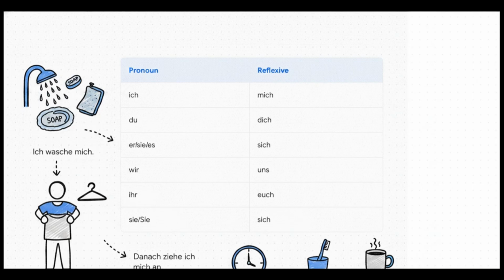Another tool you're definitely going to need for your routine are reflexive pronouns. You use these when an action reflects back on the subject. Think about your typical morning activities. Ich wasche mich am Morgen. I wash myself in the morning. Danach ziehe ich mich an. After that, I get dressed. All you do is match your pronoun, ich to mich, du to dich, and so on, and pop it right after your verb. It makes your routine sound incredibly natural.